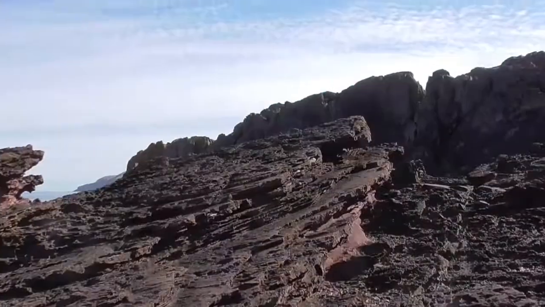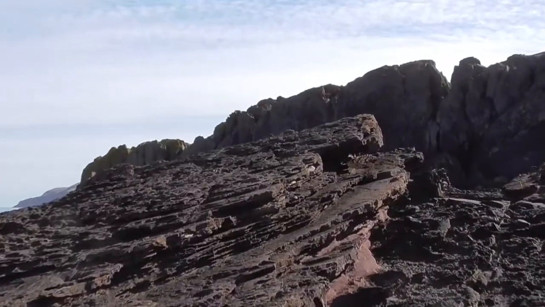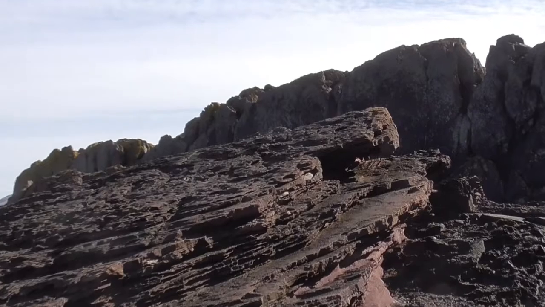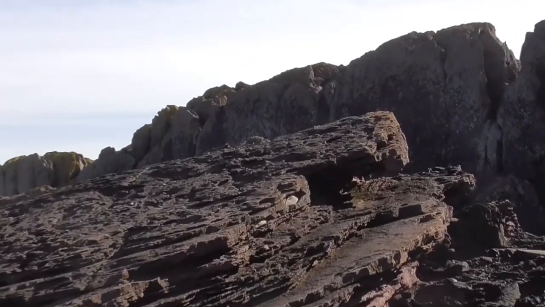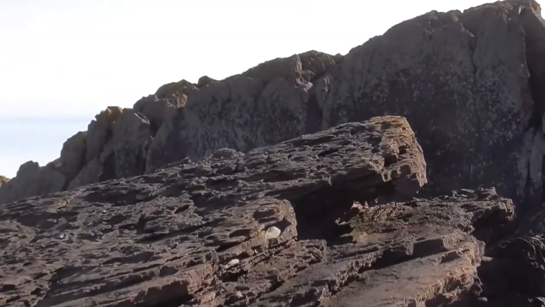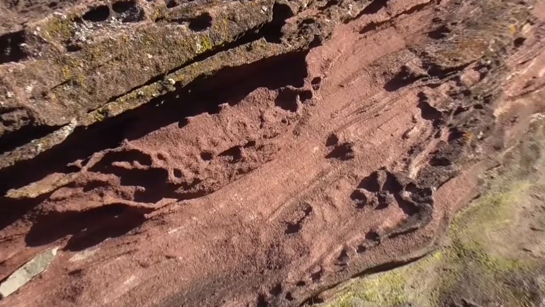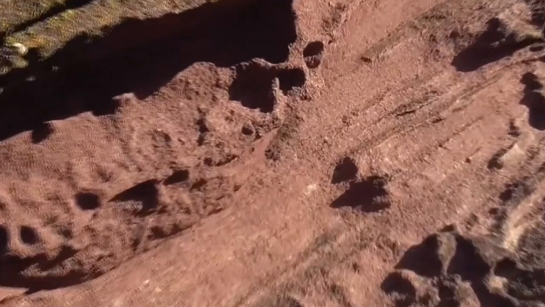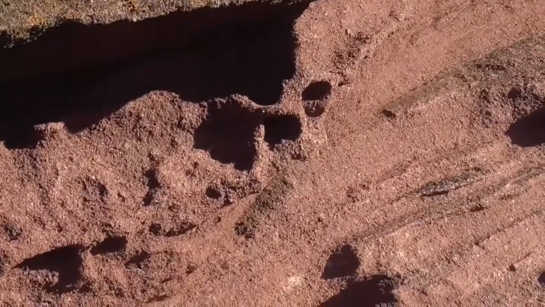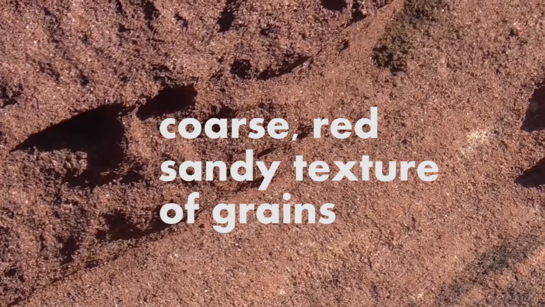Here we see the sandstone. See how it's bedded at a very shallow near horizontal angle. This is because it's only experienced a tiny bit of tilting. Up close you can see the coarse sandy-like texture and the deep red colour, which actually comes from the presence of iron oxide, just like the deep red you get on rusted metals.